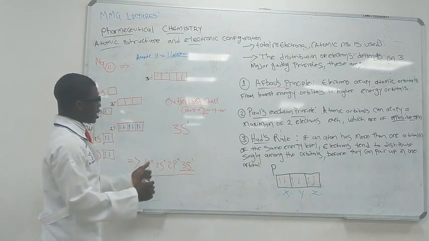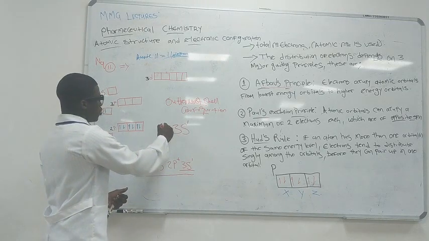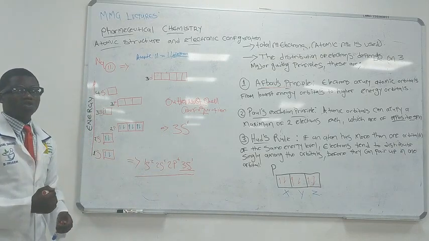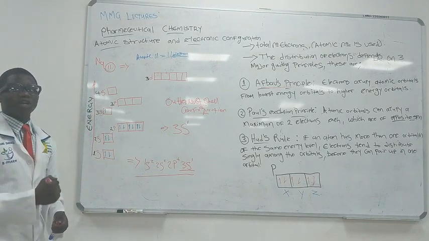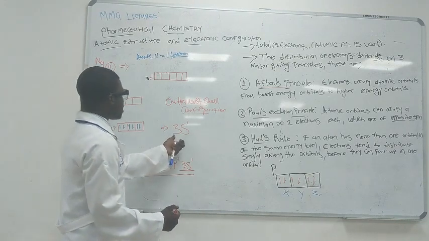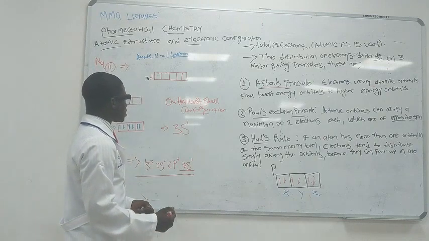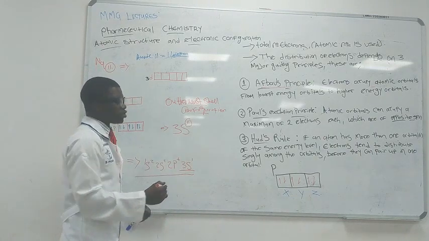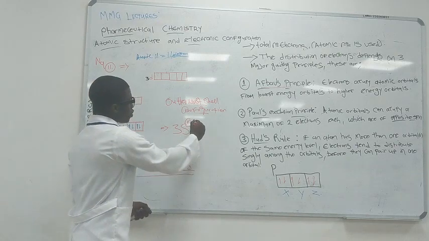So from this outer shell configuration, we're able to deduce certain information such as the period of the atom, the group of the atom, and the reactivity of the atom. So the 3s1 is showing us that this atom is in group 1. So the exponent can show the group.